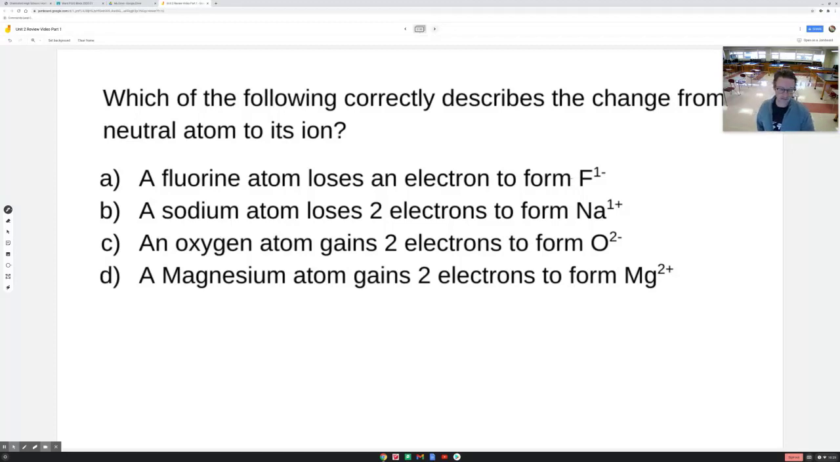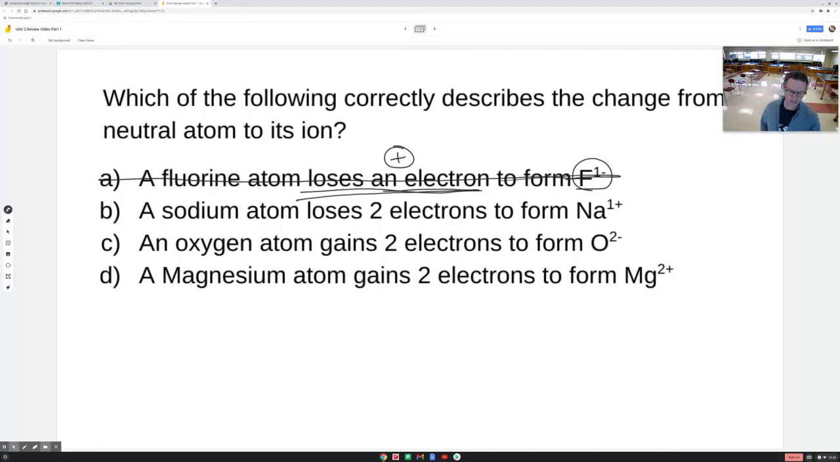A fluorine atom loses an electron to form F with a -1 charge. When you lose an electron, you get a positive charge. Okay, lose sounds like you're taking something away. Shouldn't it be negative? What you're taking away is a negatively charged particle. So you're subtracting a negative, right? When you subtract a negative in math, it turns positive. So this is wrong because the charge here says negative and taking away electrons makes it positive.